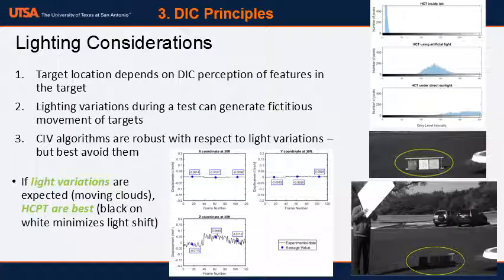Lighting considerations. So the target location depends on the DIC perception of features in the target. So how the image sees the target, how the system sees a target from the picture, is what determines its location. If you have very sudden or big lighting changes, they can generate fictitious movement of targets because how they are perceived by the system can change a little bit.